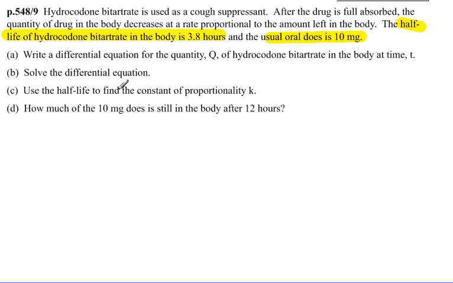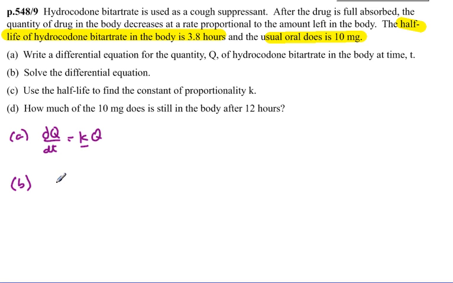All right, so let's just jump in and take a look at what we're asked to do. First, we're supposed to write a differential equation. So our differential equation, the change in Q with respect to time, equals KQ. That comes from the sentence that says that it decreases at a rate proportional to the amount left in the body. Since it decreases, I know this K value is going to be negative.